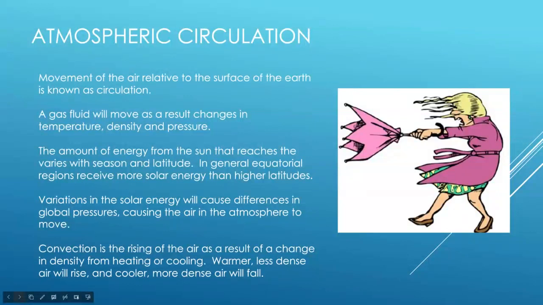And so the variation in the solar energy will cause differences in the pressures because of the differences in the densities, and then the air will move based on that. So convection is the rising of the air, of course. In module 2, we'll look at exactly how the energy is transferred from one place to another. But in this case, convection will result in a change of density from heating or cooling. Warm, less dense air will rise and cool, and then more dense air will fall. All right? And we'll look at what happens there.